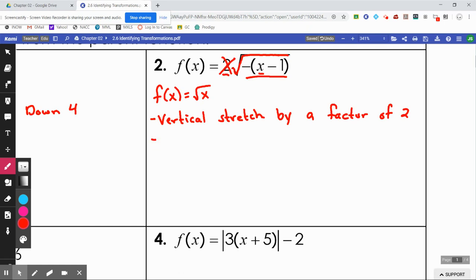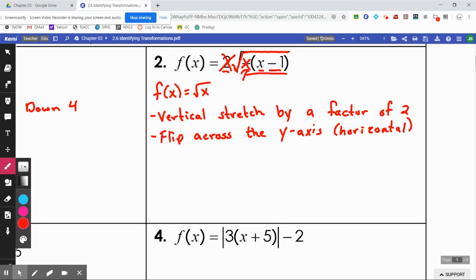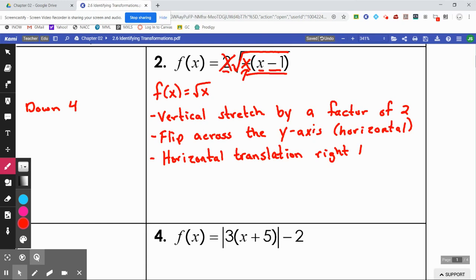The negative on the inside, and again, since it's on the inside of the function, will flip our function horizontally because it's in there with the x, so that'd be across the y-axis. And finally, our last transformation is that minus 1 on the x, and the minus 1 would shift it, again, backwards from what we think because it's in there with the x. It would shift it right 1. Okay, number 3.